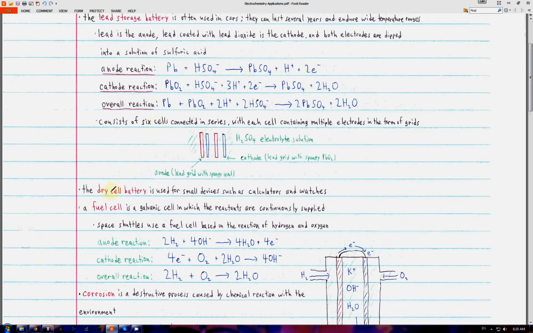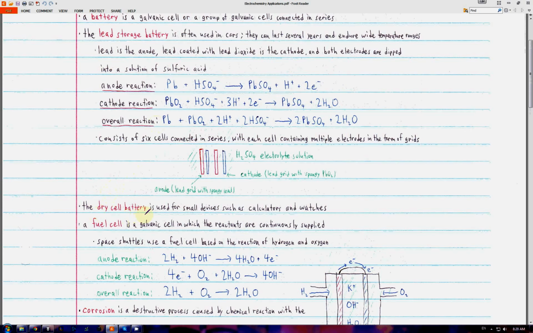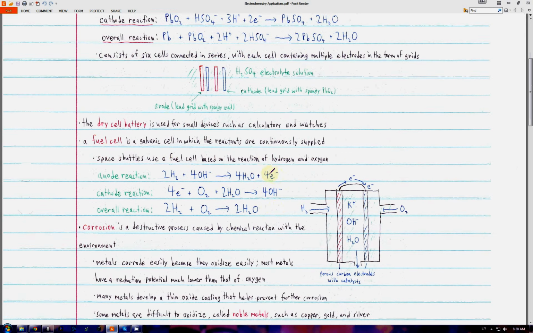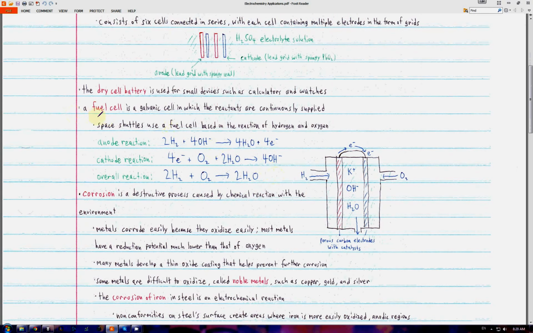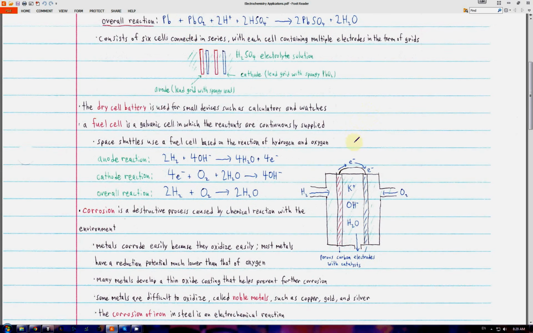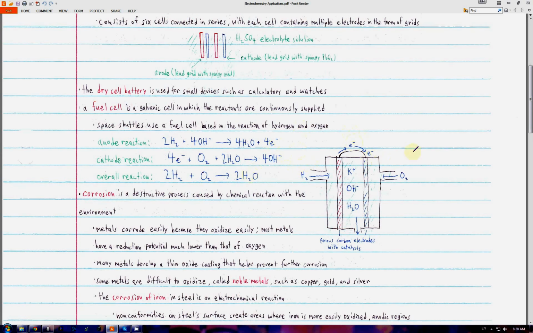Another type of battery is the dry cell battery. This battery is really small, so it's used for devices such as calculators or watches. Now, a fuel cell is a galvanic cell in which the reactants are continuously supplied. So in a normal galvanic cell, we have an electrode and then the electrolytes, and then once it runs, we don't do anything to it, we just let it run. But in a fuel cell, we have to continuously add the reactants.